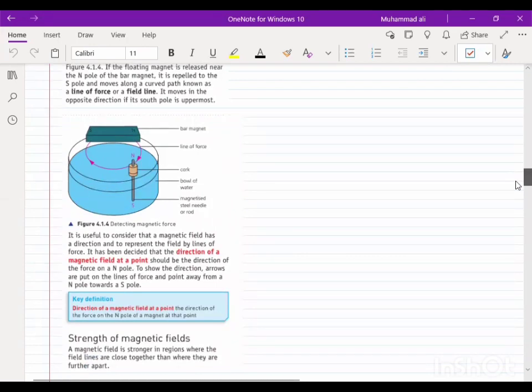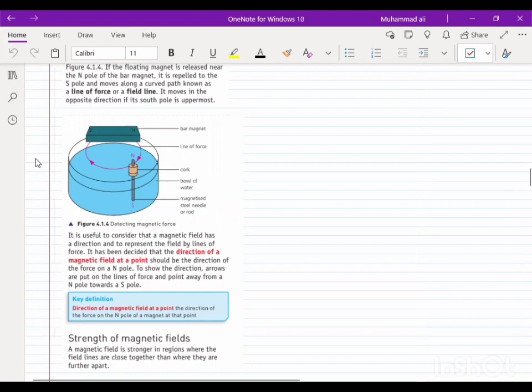Okay, and to represent the field by lines of force, it has been decided that the direction of a field at a point should be the direction of the force on a north pole. So basically, the direction of force on the north pole is a curved path here. So that is going to be my field line. Okay, to show the direction, arrows are put on the lines of force and point away from a north pole towards the south pole, right?